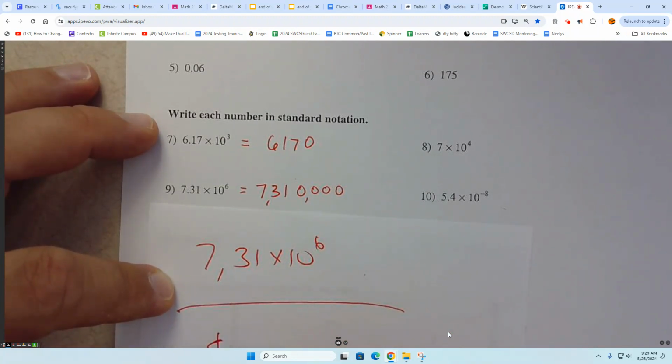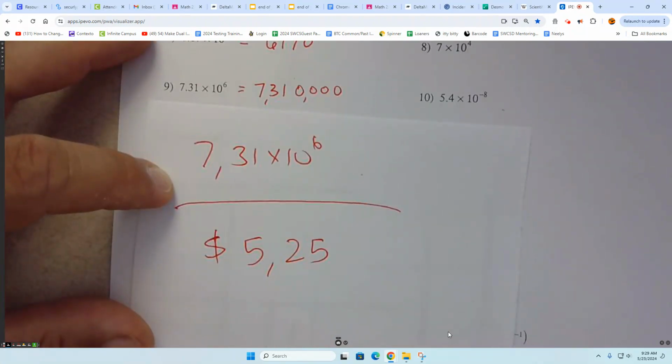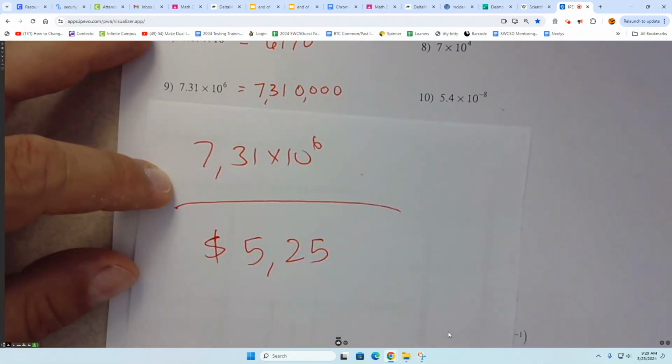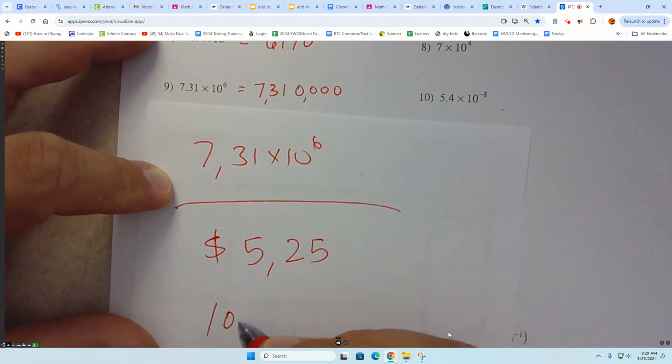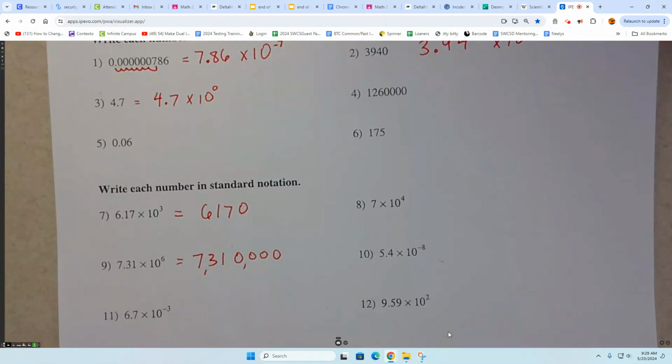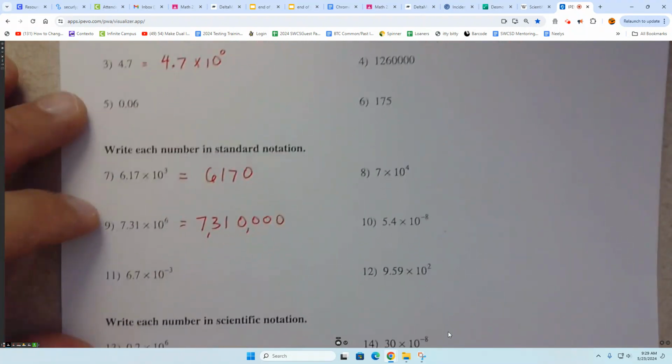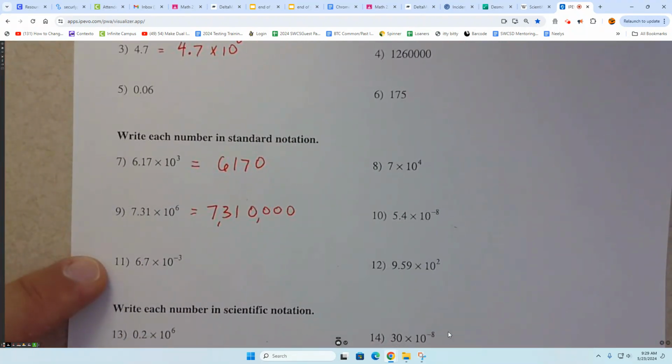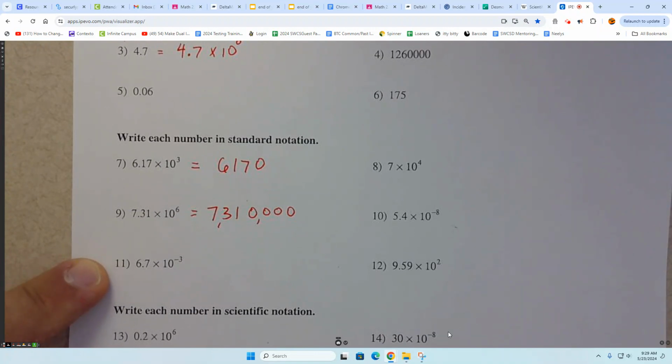Or $5.25. I don't like that. Wait, so how would they write? How do they know what 1,000 is? They just don't. Like, how do they know what 10 billion is? They just don't. They don't count that high in Europe. What? So how do you get $10 billion? We're smarter, that's why. Where did you get $10 billion?